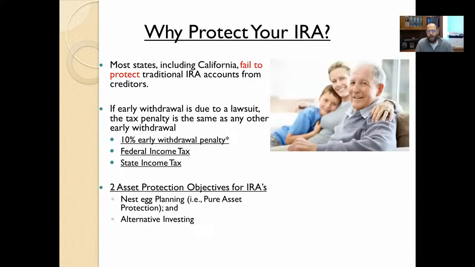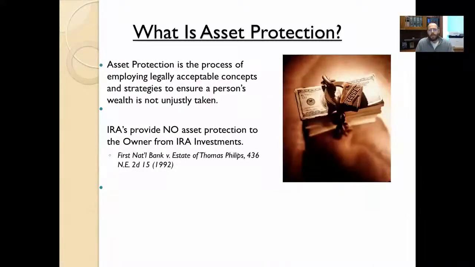From my perspective, there are two asset protection objectives of an IRA. One is nest egg planning, which is where most of my clients fall. The other is alternative investing in a proper structure, the checkbook IRA, and individuals like yourselves are another big pool of my clients for this particular model. The important thing to know about retirement assets is that asset protection is the process of employing concepts of separating assets from liabilities. That's all it is. Identify your assets, identify liabilities, and create structures to keep them separate from each other.